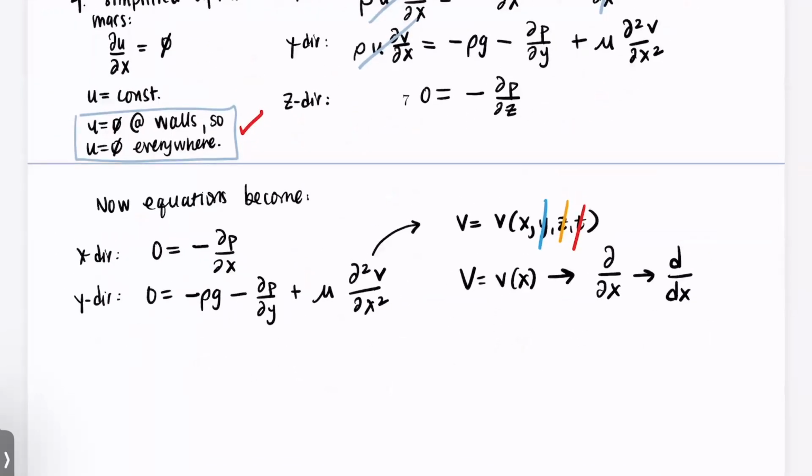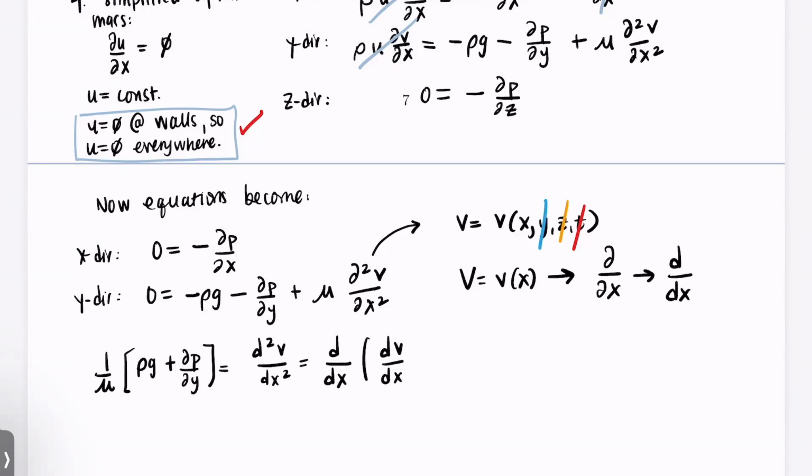Okay, so I'm going to move my minus rho g and minus partial p partial y over to the left-hand side so they can be positive. And I'm also going to divide by my viscosity. And this is equal to the total derivative of v with respect to x. And like I did before, I'm going to write this as a two-step derivative to aid in our separation of variables.